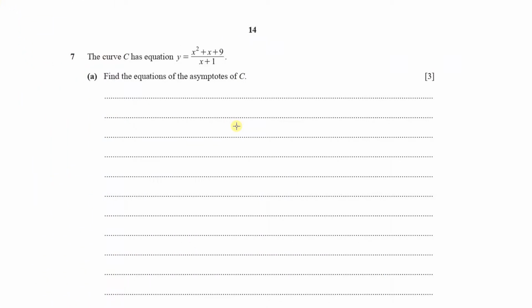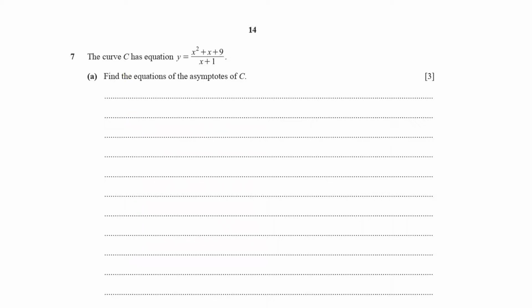Question number 7. The curve C has the equation y = (x² + x + 9)/(x + 1). In part A, find the equations of the asymptotes of C.